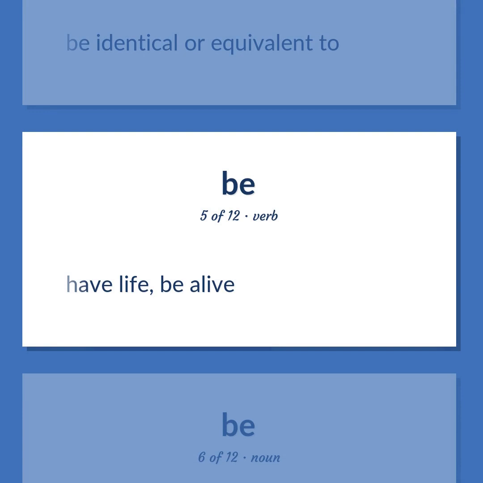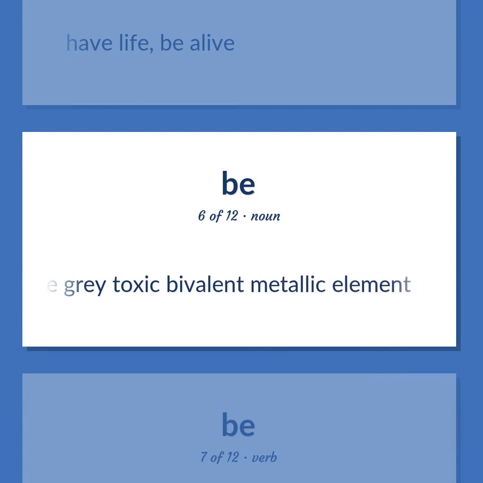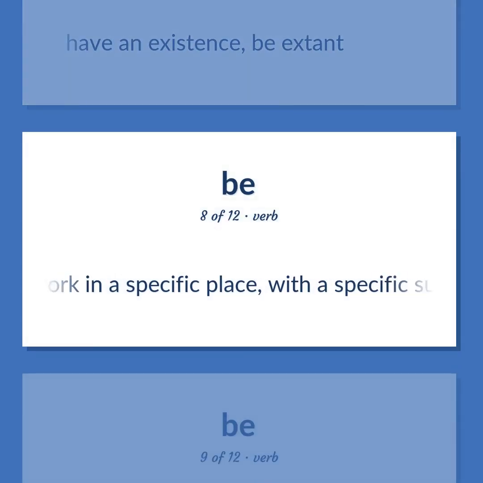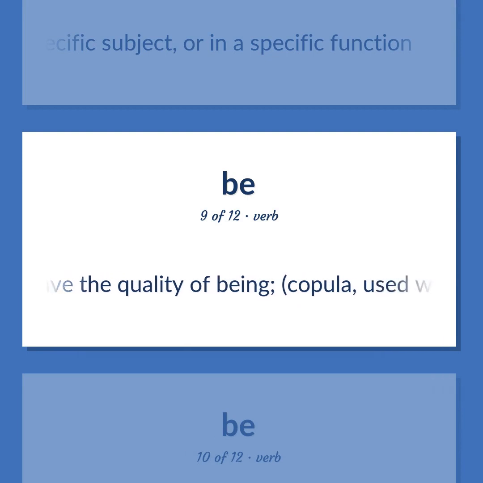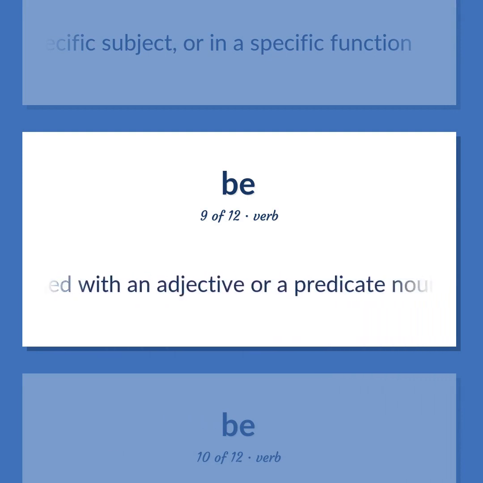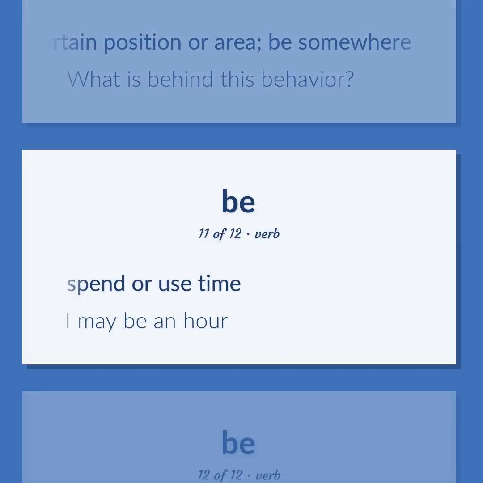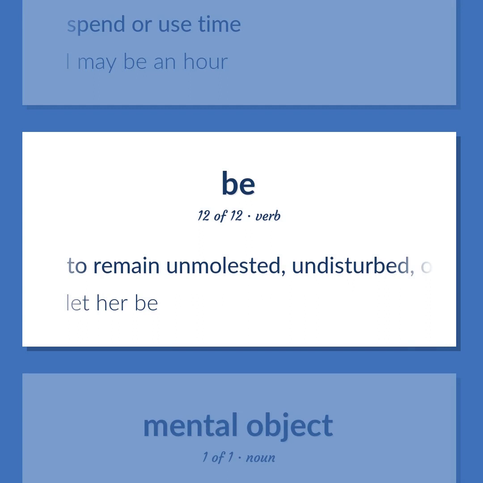Have life, be alive. A light, strong, brittle gray toxic bivalent metallic element. Have an existence, be extant. Work in a specific place, with a specific subject, or in a specific function. Have the quality of being, copula, used with an adjective or a predicate noun. Occupy a certain position or area, be somewhere. What is behind this behavior? Spend or use time. I may be an hour. To remain unmolested, undisturbed, or uninterrupted, used only in infinitive form. Let her be.